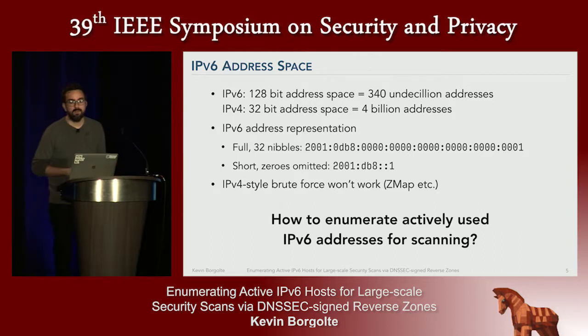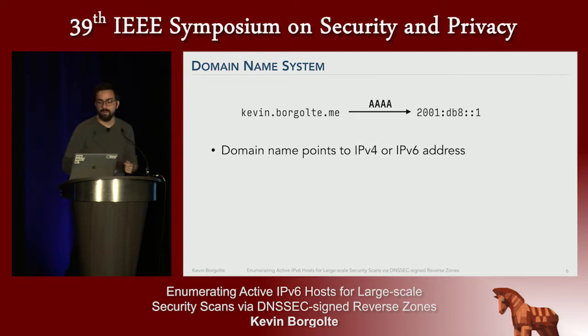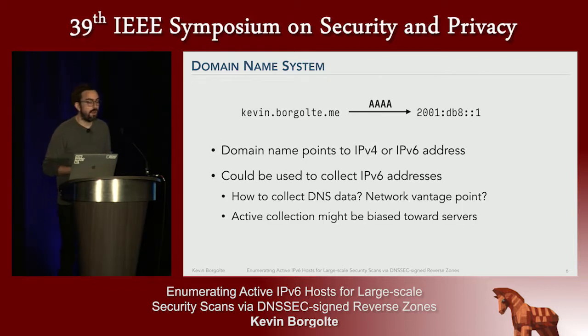And this is largely where we can rely on the domain name system. Just to recap very briefly, the domain name system basically maps a name to an IP address. In the case of IPv6, it would be a quad A record, which in itself could already be used to collect IPv6 addresses that you might want to scan. Unfortunately, this has some problems.